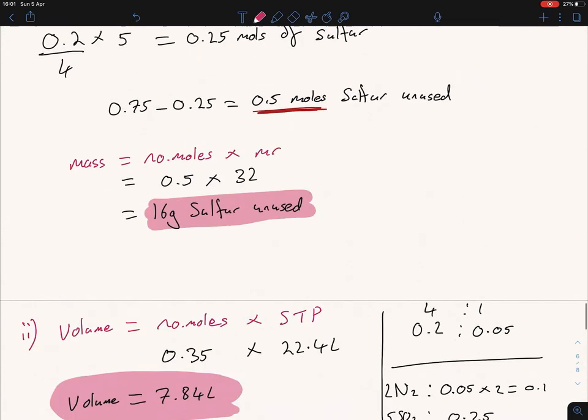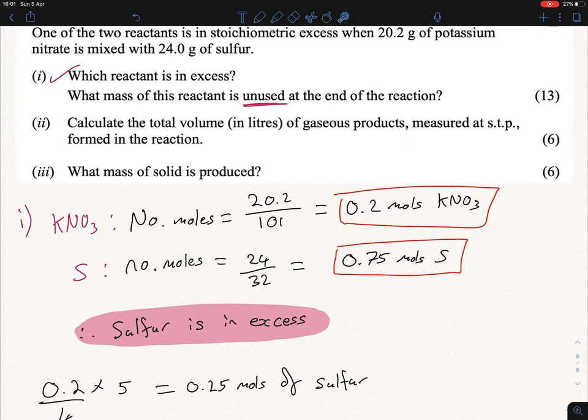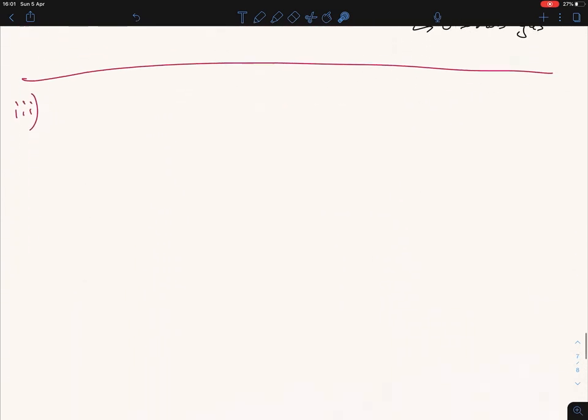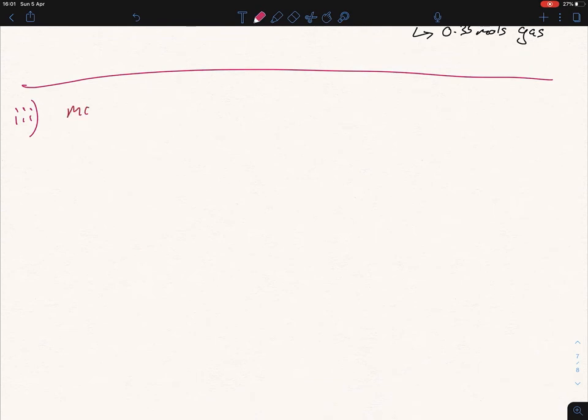Final part. What mass of solid is produced? Okay, so if we go back over here, the solid is this guy over here, the K2O. So we're looking for the mass of K2O. So mass equals, so that's K2O, equals number of moles times MR. Okay, so that's not that difficult really. K2O, if you get the MR of K2O, you're going to be dealing with 94. Okay, that's the molecular mass.